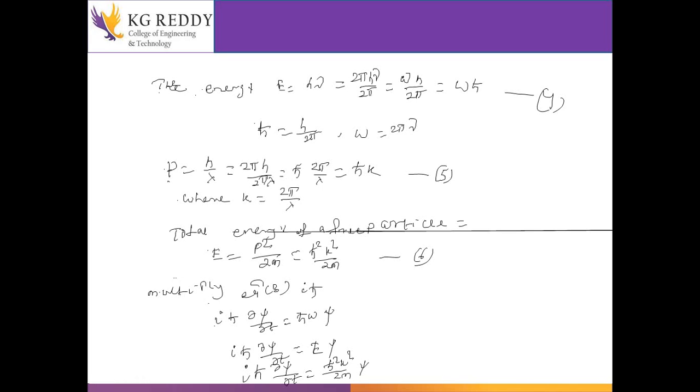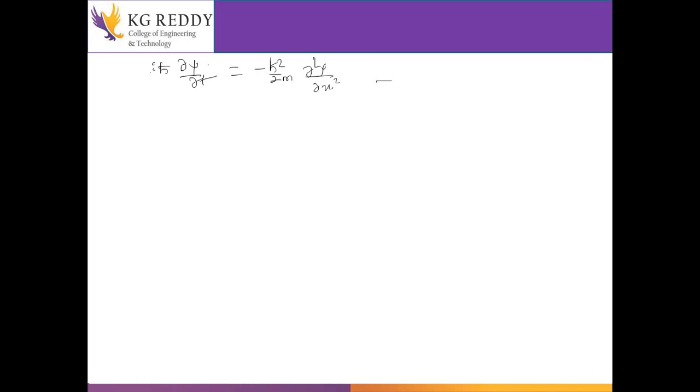iħ ∂ψ/∂t = −ħ²/2m ∂²ψ/∂x². What will be the equation number here? Equation number 7.